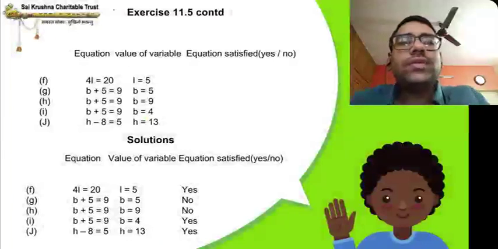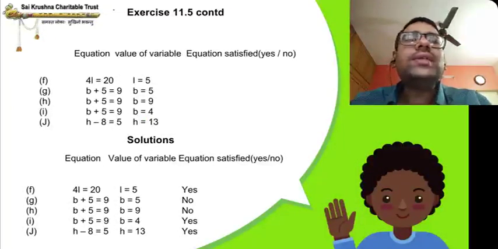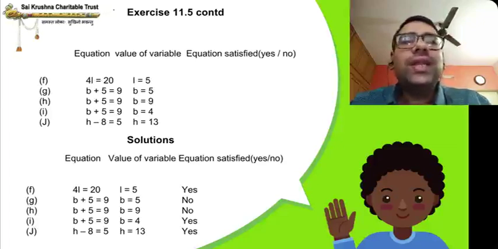Next, some more questions are here. 4L is equal to 20. What is the value of variable L? 5. So 4L and 4 into L are the same. Therefore, instead of L, if you put 5, what becomes 4 into 5? What is 4 5s? Yes, 20. Left hand side, right hand side, both are 20. So the equation is satisfied. Yes.